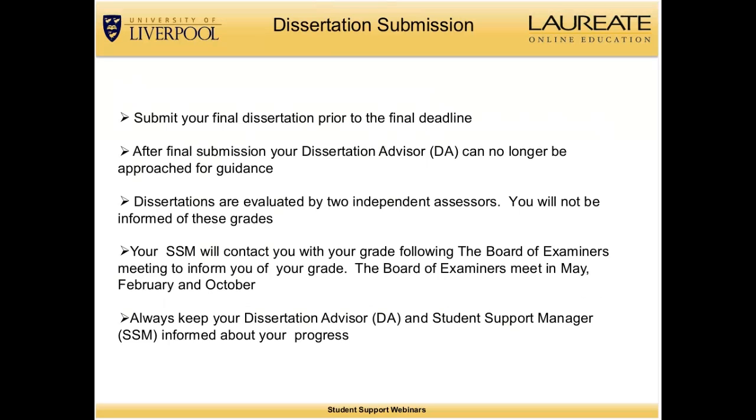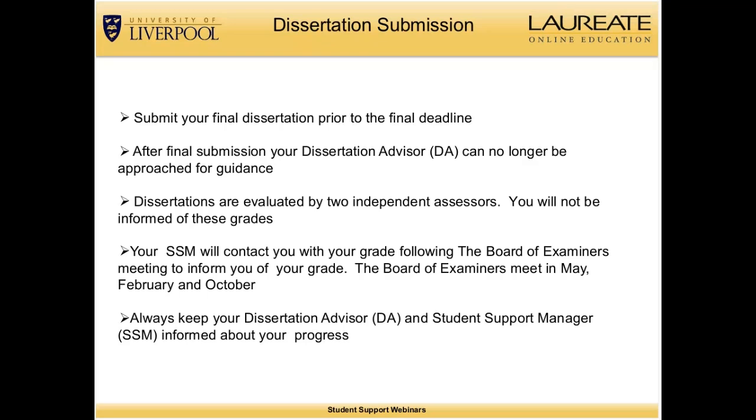Now, you'll be working towards the submission of your dissertation in the end. And obviously you need to make sure that you submit your final dissertation prior to the final deadline, which is the 28th of the 9th month. Once you've submitted the document to Turnitin, after that, your dissertation advisor can no longer be approached for guidance with your work.